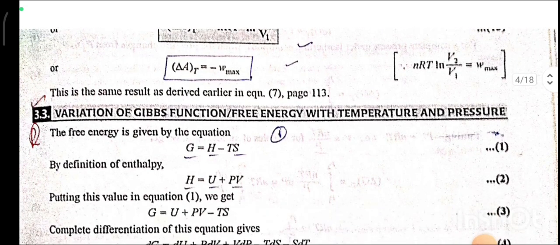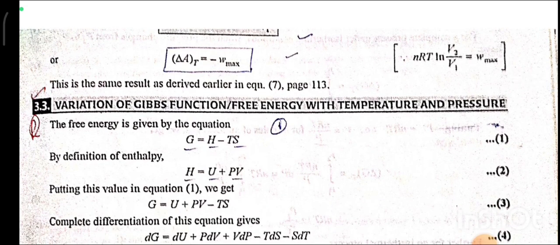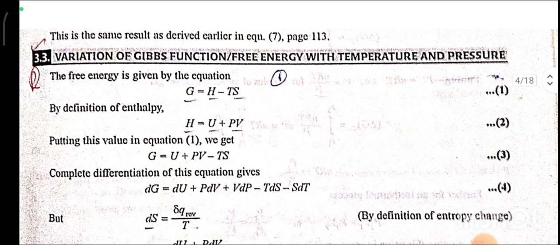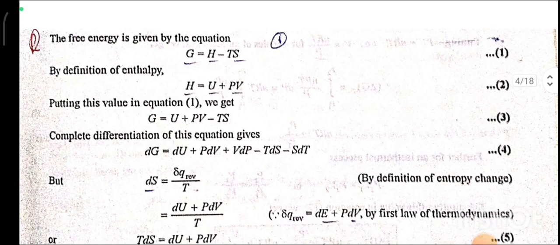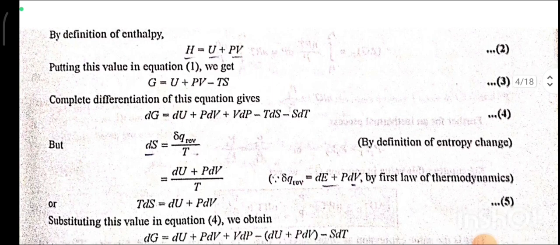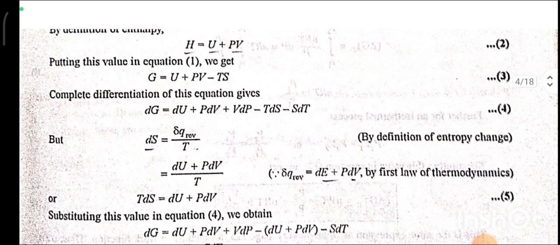The variation of the Gibbs free energy with temperature and pressure. The free energy is given by the equation G is equal to H minus TS. By the definition of enthalpy, H is equal to U plus PV. Putting this value in equation 1, we get G is equal to U plus PV minus TS.